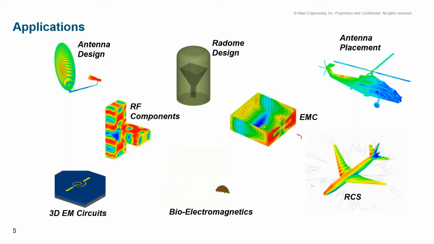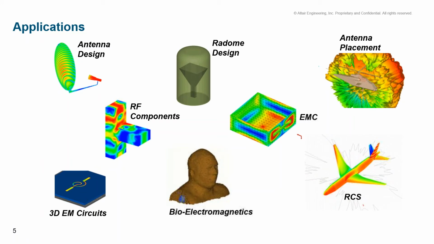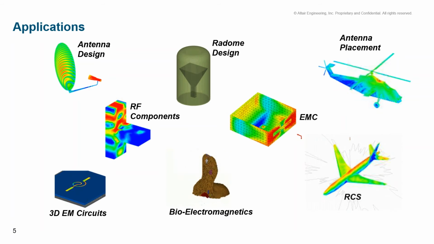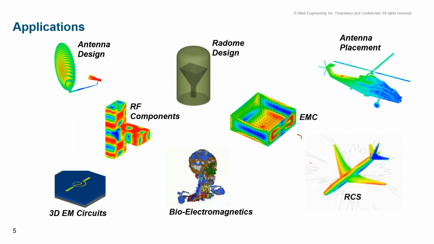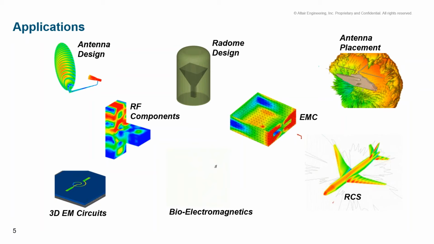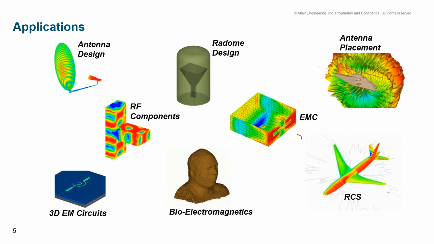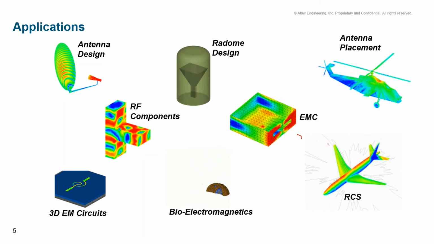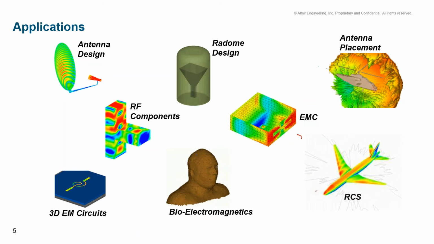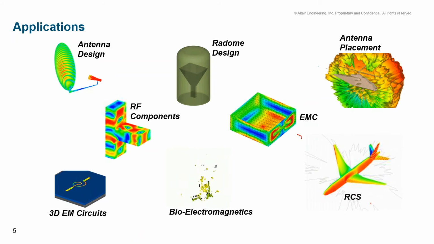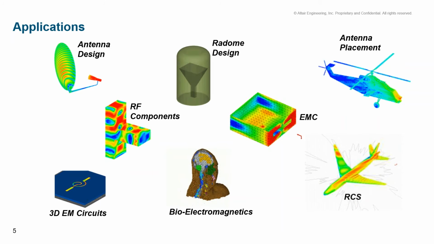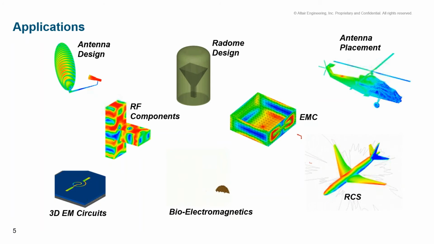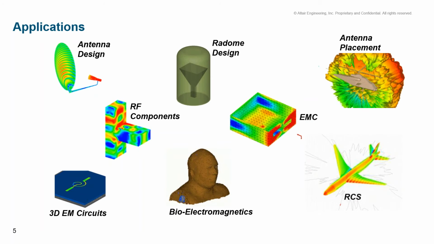So these are some of the basic applications where FEKO is used, from antenna design to microwave circuit design. It can also be used for designing waveguides and RF components. Radome design, this is basically where you have the covering of the antennas. It is also used for EMC, EMI analysis, for RCS analysis, for antenna placement studies and bioelectromagnetics. So this is just to give you an idea of what FEKO is currently used for in the field.